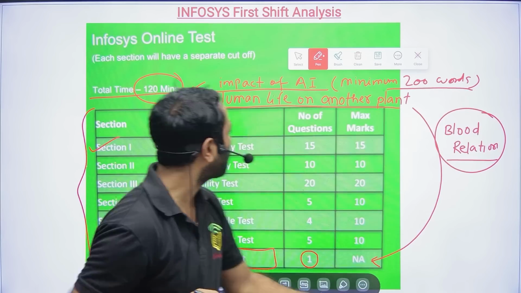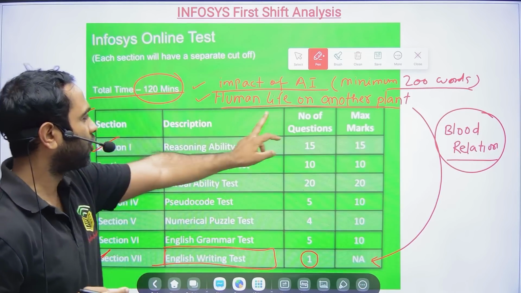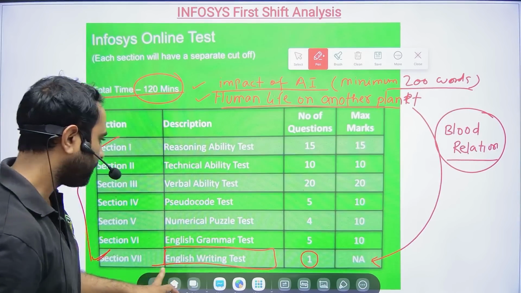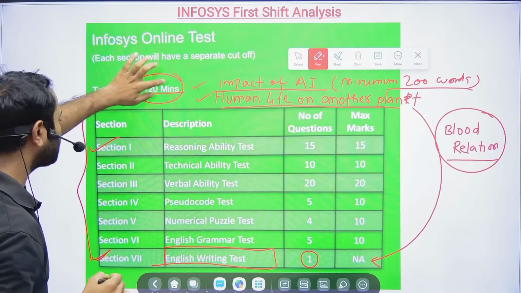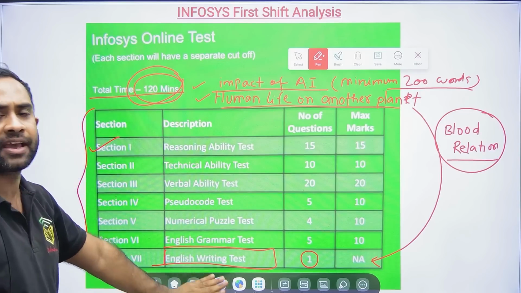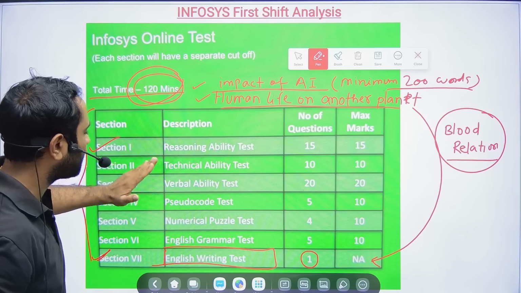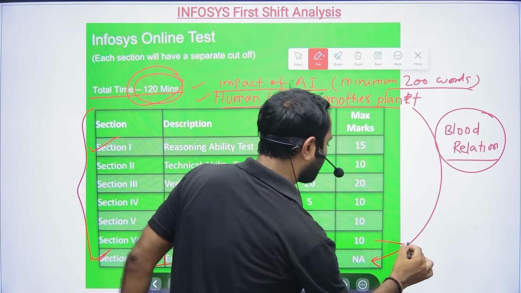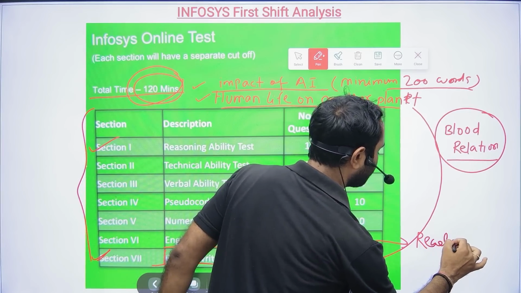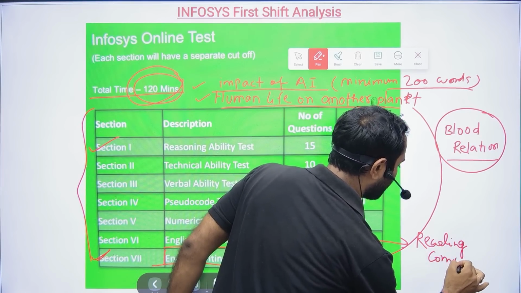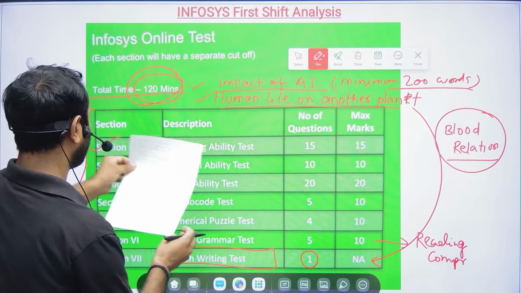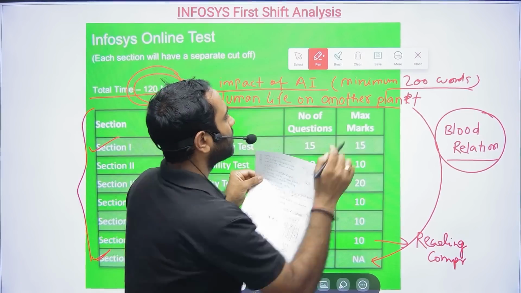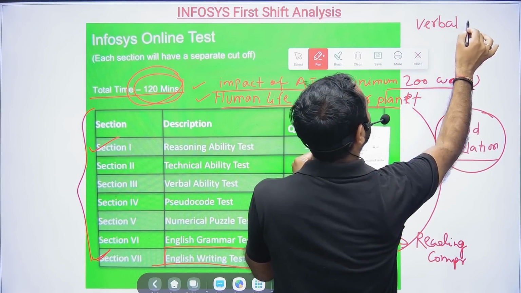So essay writing, one more question was impact of AI and human life on another planet. Okay, fine. And then essay writing, minimum 200 words. And this 120 minutes is for the entire reasoning, technical, verbal, pseudocode, numerical puzzles, English grammar and English writing test. In English grammar, they had asked reading comprehension. Yogesh was telling, sir, we have to be a little careful with verbal ability.